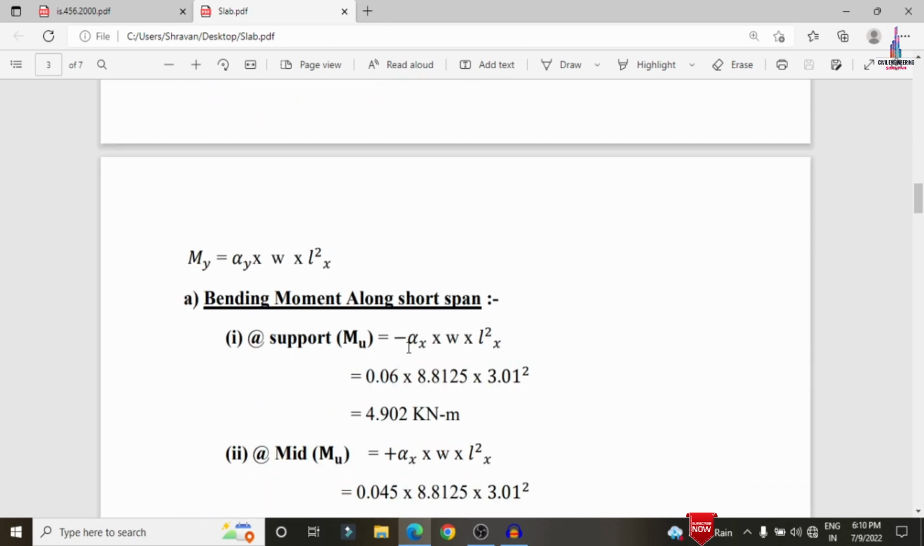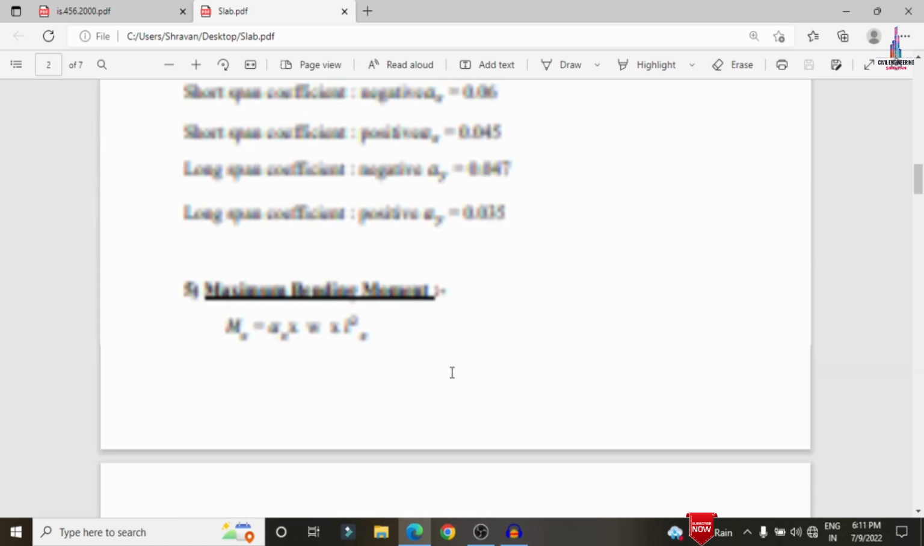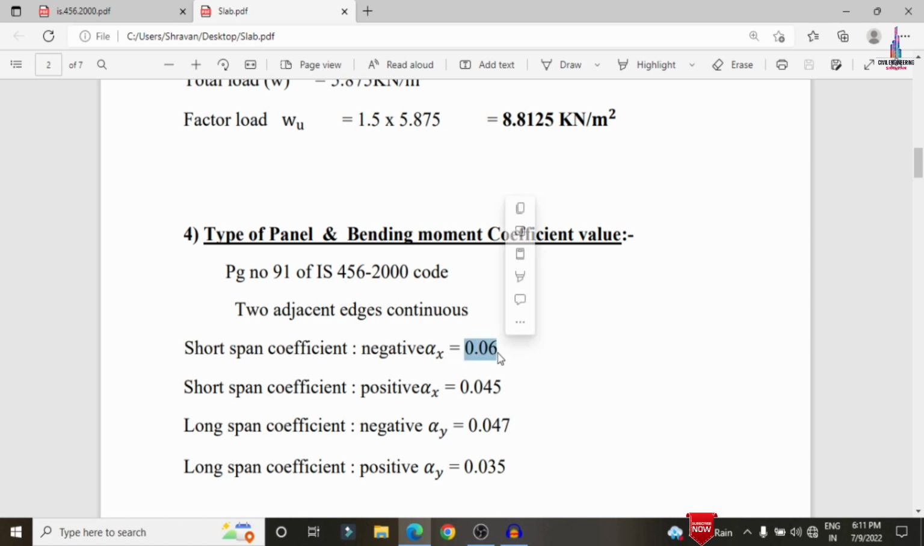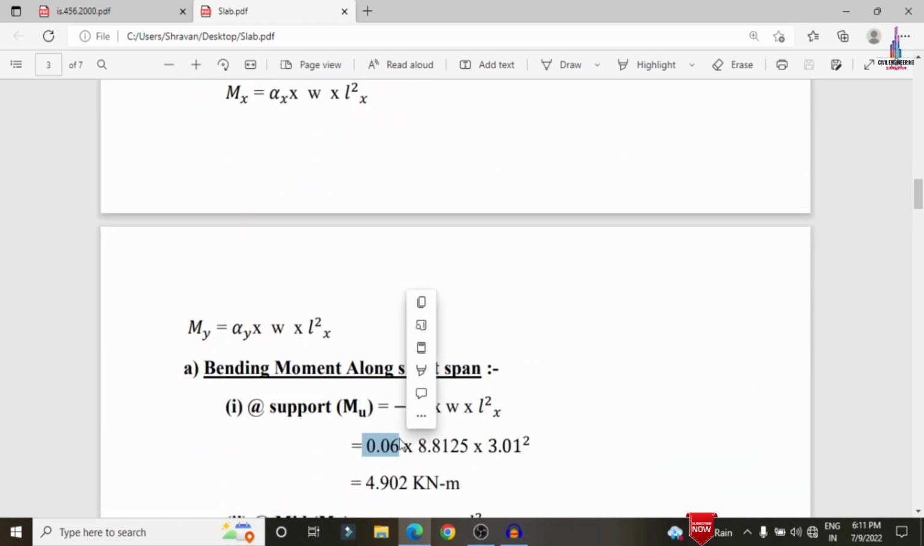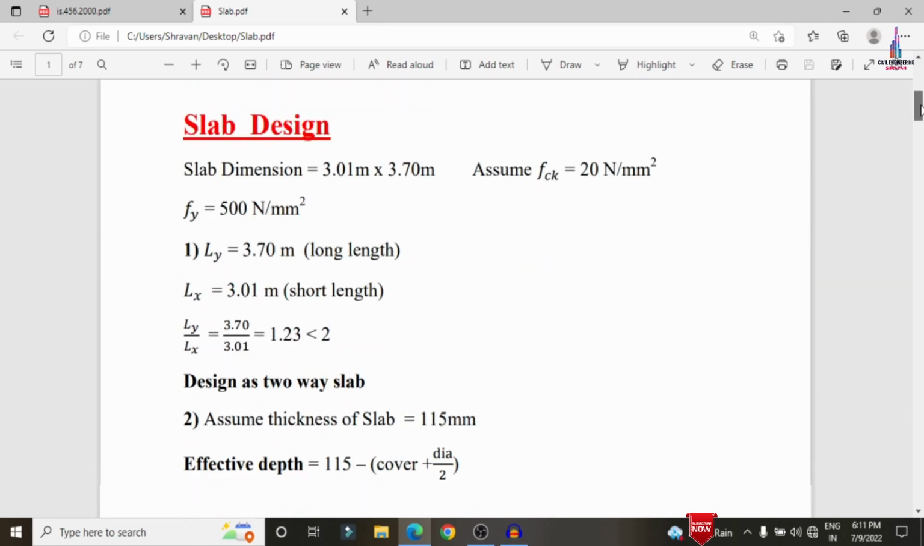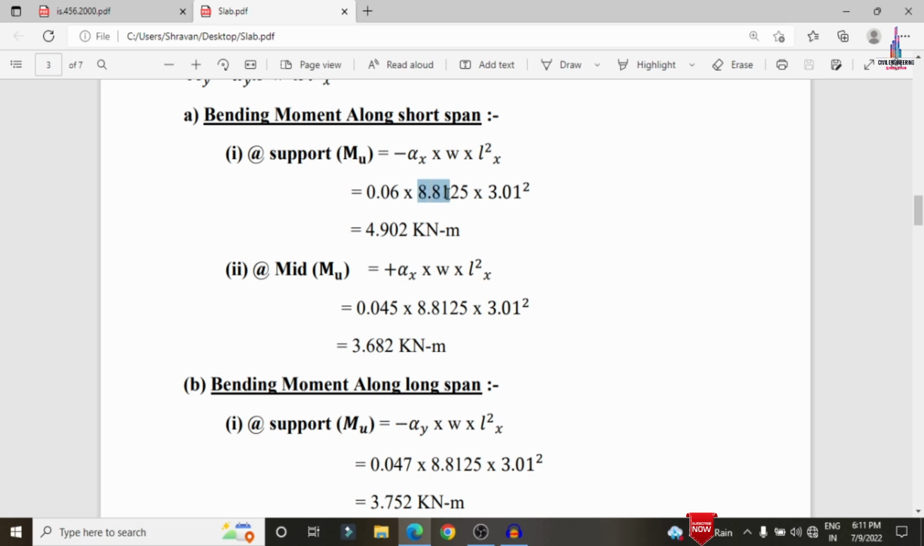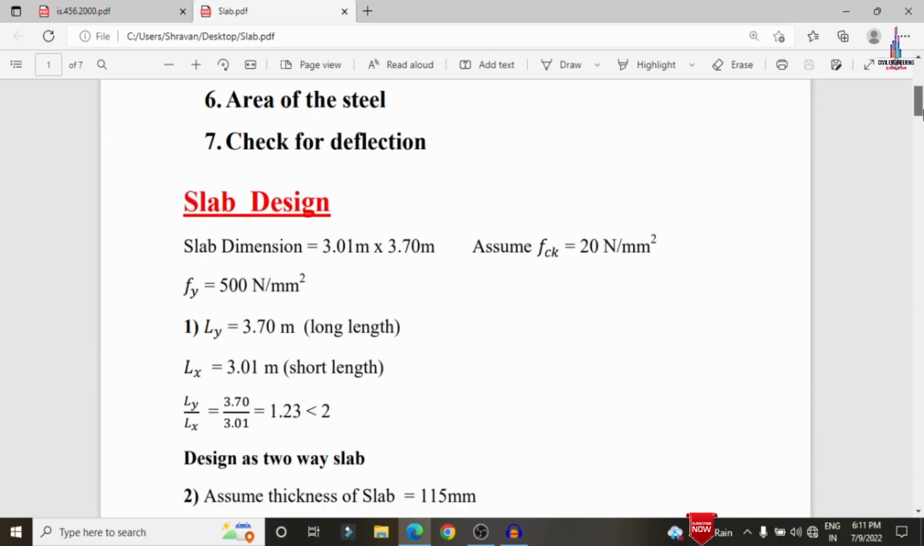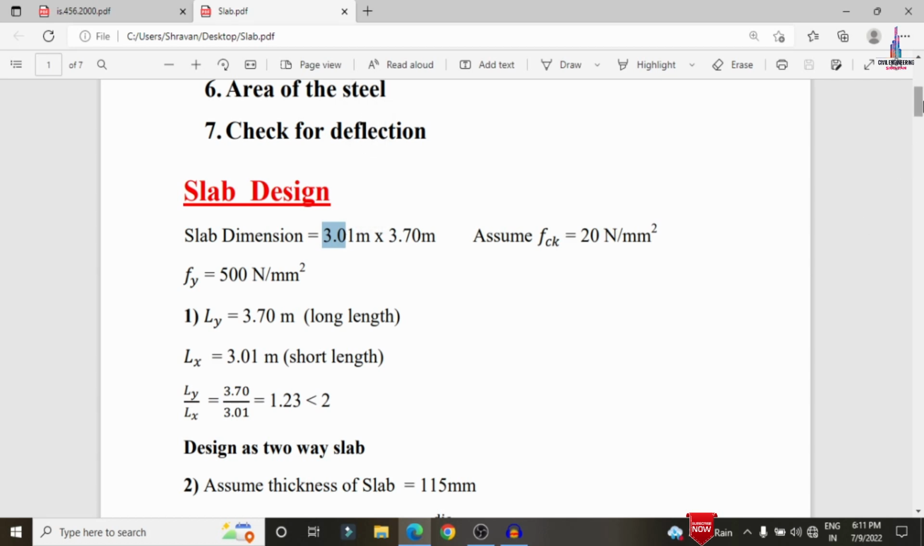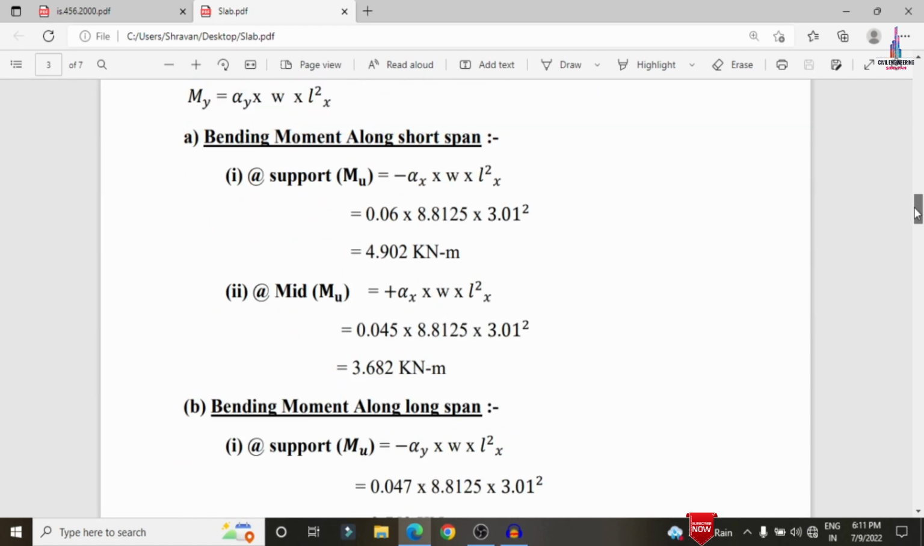The bending moment along the shorter span comes under the negative bending moment: negative alpha x into w into lx square. Here the negative coefficient is 0.06, so we substitute this value, and w is the factored load we calculated in step number 1, 8.8125. lx is the length of the slab in the shorter span, which in the given input is 3.01. Substituting, we get the moment of 4.902 kilonewton meter.